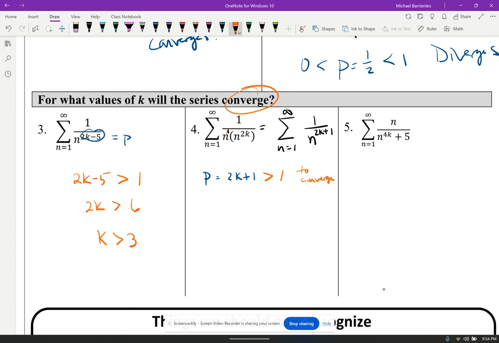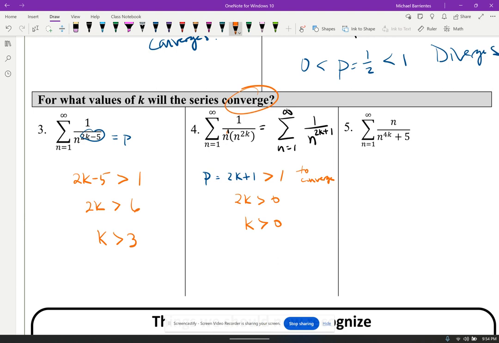And now I'm just going to solve for k. So I'm going to subtract 1 from both sides. So I'll get this, divide both sides by 2. So k just needs to be bigger than 0 in order for me to have an infinite series, I'm sorry, not a sequence, an infinite series that converges. Well, that's not too bad.